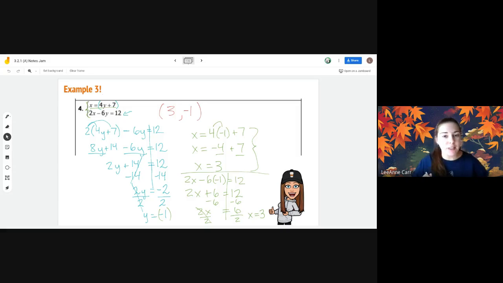And again, you could check if you wanted to. It's a good idea, especially on an assessment.